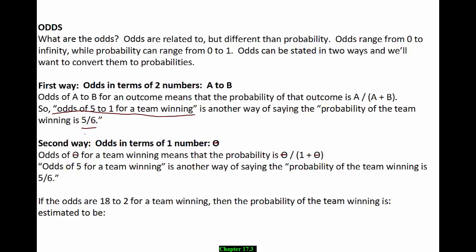So you have to pay attention in questions about the odds when I'm asking you to change them to a probability. If we gave you two numbers, you need to use the first formula, and if we gave you one number, then you use the second formula.